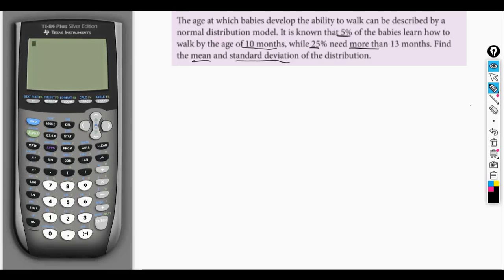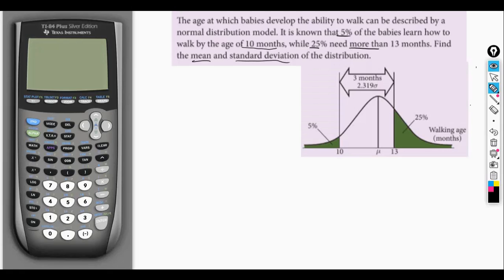So, in this case, you have to be careful here with the wording of the problem. To clarify this, I'm going to show you a graph representing the situation. So notice that this area on the left-hand side is the 10 months that 5% of the babies require to learn how to walk. And the 25% is over the 13 months. So notice that if we look at this backwards, this is going to be 75%. So in other words, 75% of the babies need at least 13 months. So let's go to the GDC.